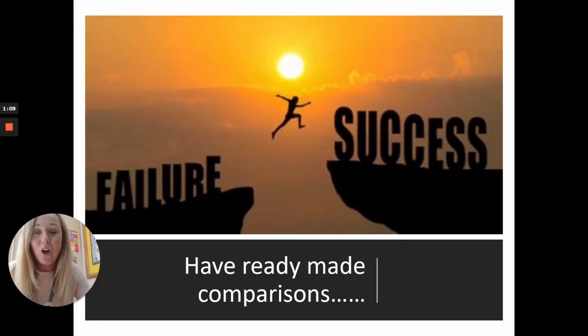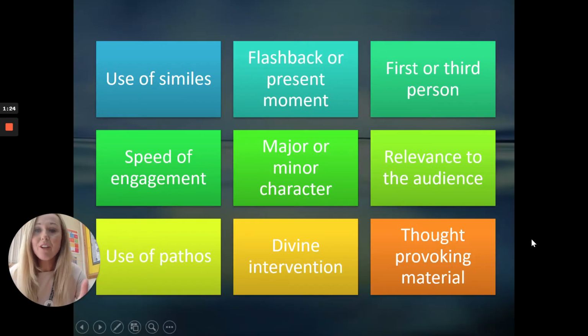Now, some students are naturally very good at comparing two passages and finding their own ideas. However, I've found that it works really well to support all students to have some ready-made comparisons that they can look out for. So, for example, you can see on the screen, is there a simile in one passage but not the other one? So we're going to get a more in-depth description that is made more relatable to the audience in one particular passage.